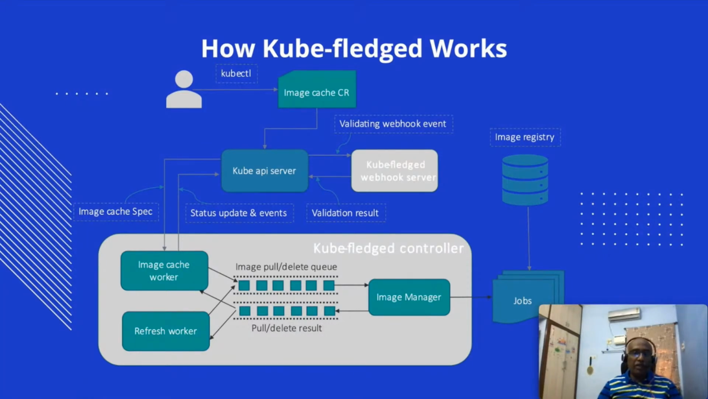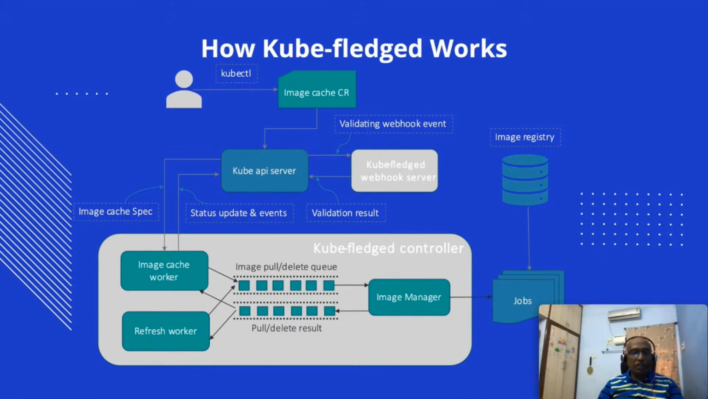And once the validation result is successful, the API server will persist the image cache CR in etcd, and the moment the persistence is done, the image cache worker, so you see a worker at the left side of the kube-fledged controller, and basically the kube-fledged controller is the primary component in kube-fledged that has various worker routines. For instance, there is an image cache worker, there is a refresh worker, and there is an image manager.